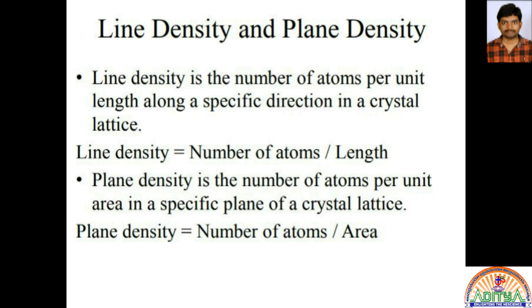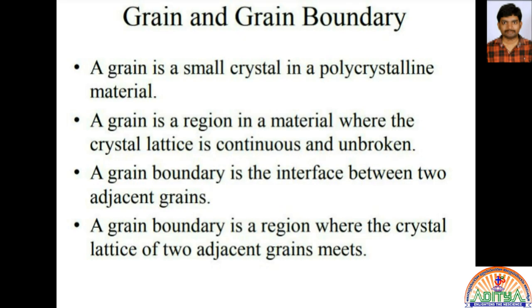Okay, and now coming to the next important topic, a grain and grain boundary. So these are important concepts in understanding the microstructure of materials. So microstructure of materials means we can consider grain and grain boundary. So first of all, what is a grain? A grain is a small crystal in the polycrystalline material. Okay, so the grain is the region in a material where the crystal lattice is continuous and unbroken. So this is a grain.